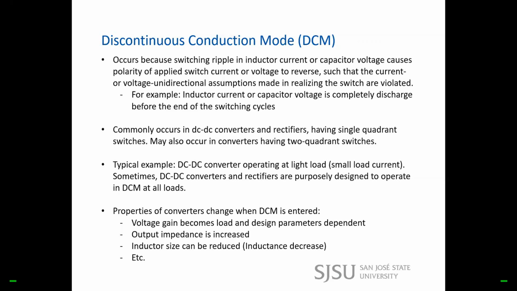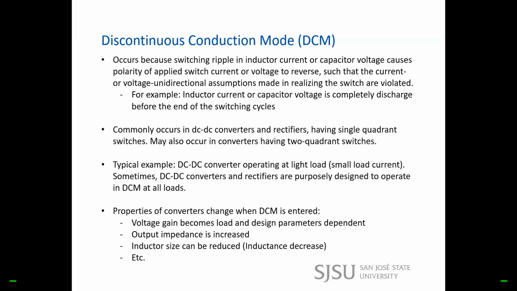And so obviously in DC converters and rectifiers, we use single quadrant switches. In those single quadrant switches, we actually do often run in discontinuous conduction mode, unless you're using full quadrant switches. It's the only way you can get around this problem. So it is a regular phenomenon that you do have to run into when working with DC-DC converters.